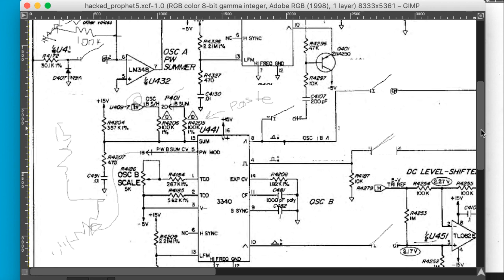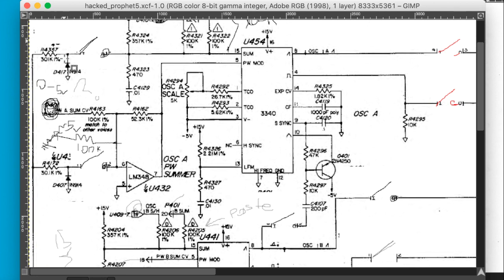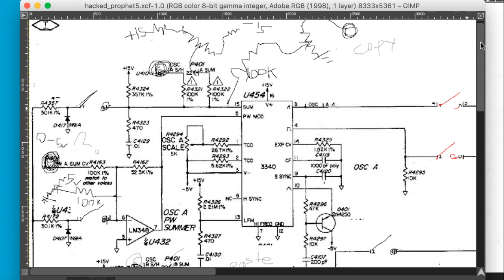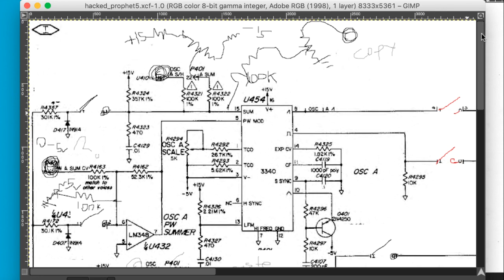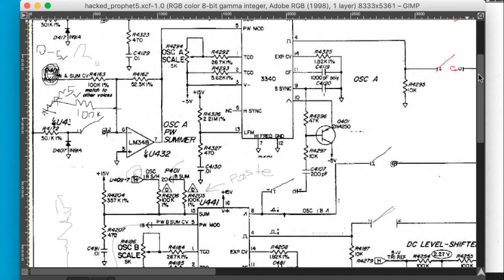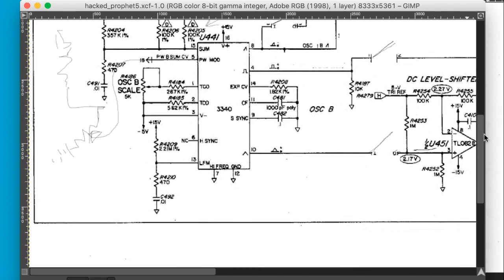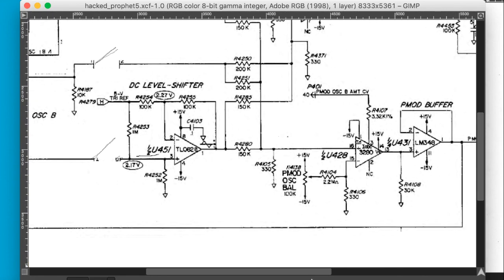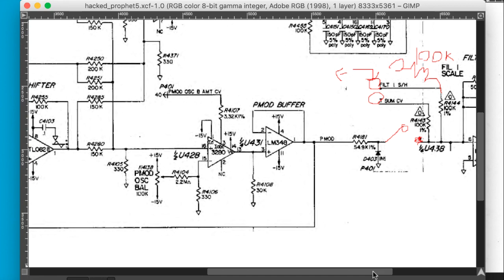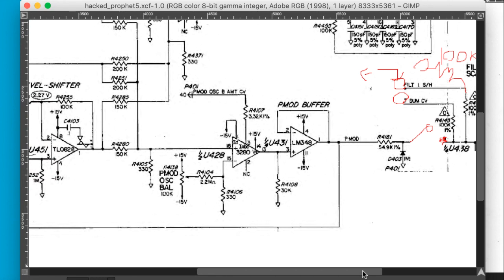Let's see what else we've got here. I'd really want to go back and think about what's going on with that diode. Let's see, it looks like the rest of this is pretty essential to the Prophet sound. Oh, what should we do here?